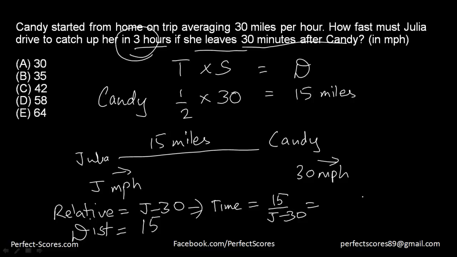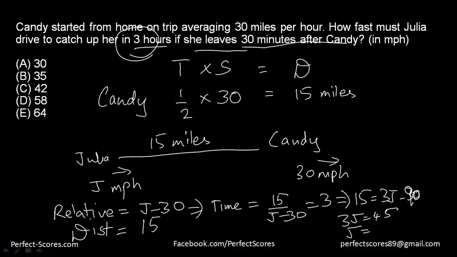3 hours, right? So this is what is given in the question. So if I say 15 is equal to 3J minus 30, right? So from here 3J becomes 45 and J becomes 15. So, sorry, this is 3J minus 90, right? So just a small calculation error.